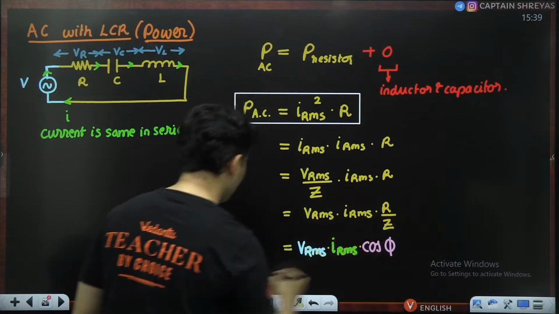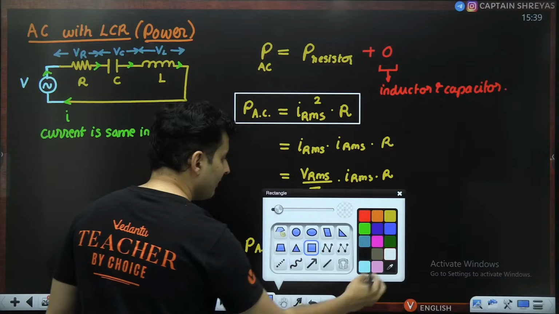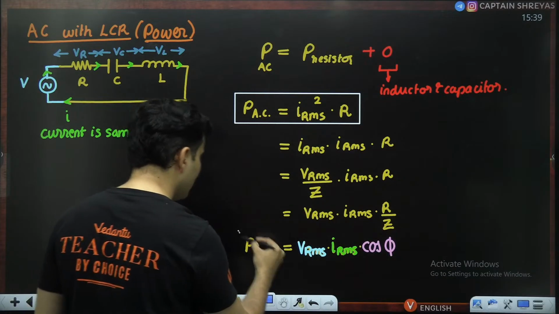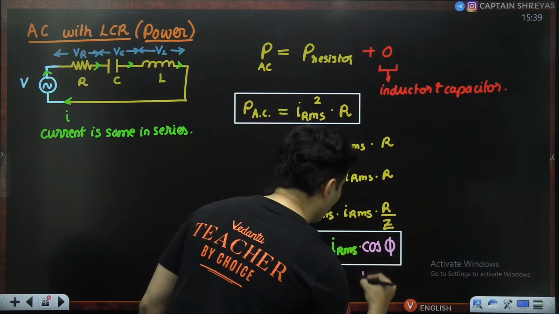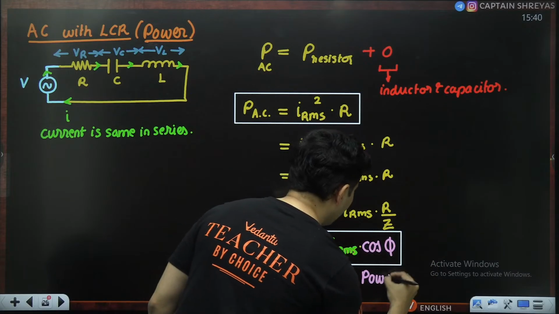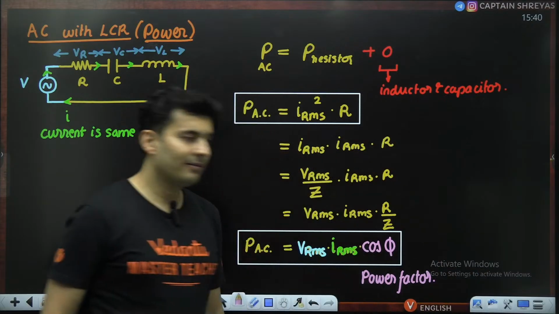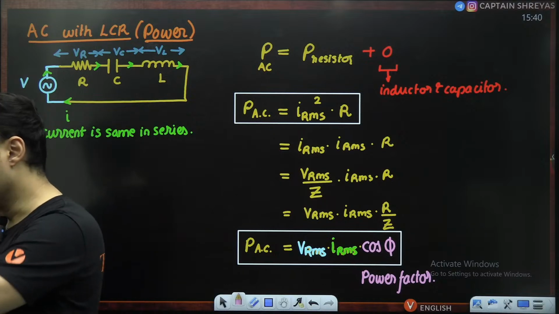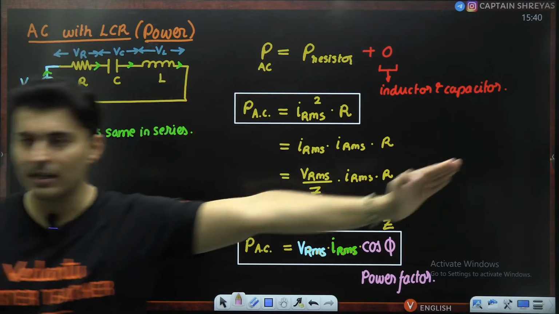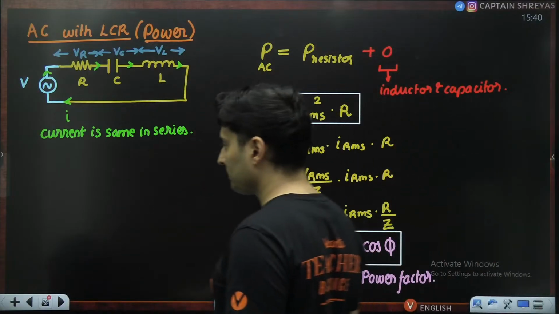So this is also another way of finding the power in an AC circuit: VRMS into IRMS into cos of phi. This cos phi is also called the power factor of AC circuits. Yep. Both formulas are perfectly fine. Nothing wrong in it.